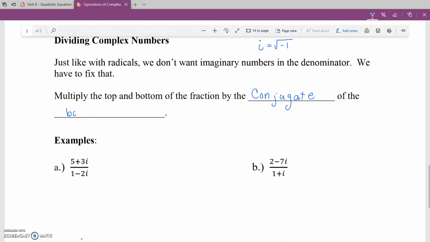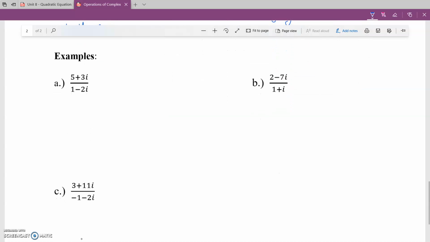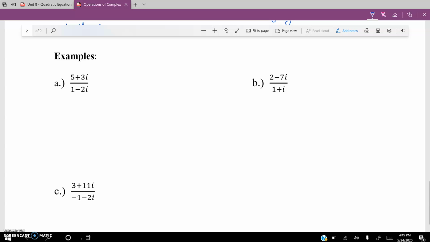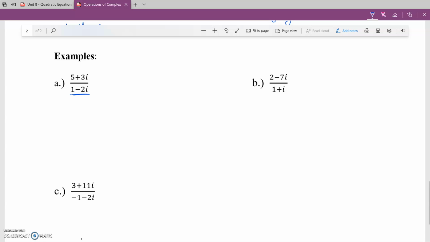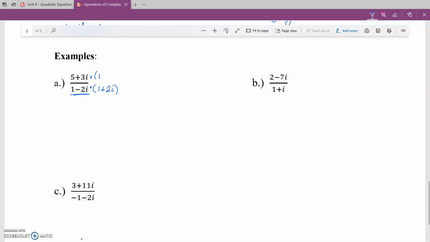Of the bottom. You don't need to multiply by the conjugate of the top. It's just going to end up putting another i at the bottom. So multiply top and bottom by the conjugate of the bottom. So if I look at example number 1, my bottom is 1 minus 2i. Conjugate of 1 minus 2i is 1 plus 2i. So I'm going to multiply top and bottom by 1 plus 2i.